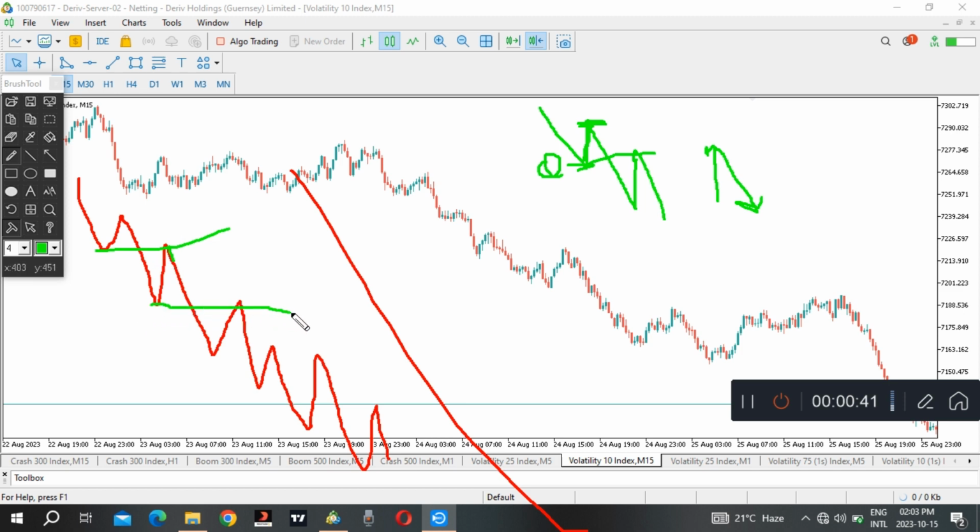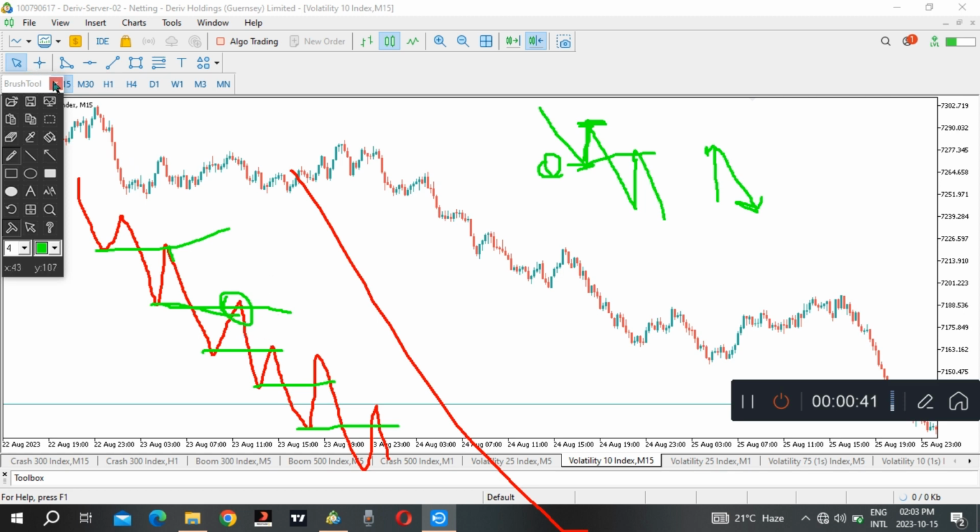Again, you mark those areas, and you mark that area again, and that area. As you can see, it's not always going to be respected. Sometimes, like in this example over here, it breaks past that zone a little bit, and then it continues going downwards. That's why you want to see our candlestick confirmation.